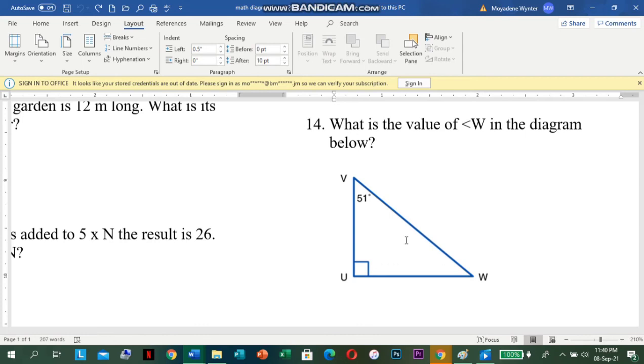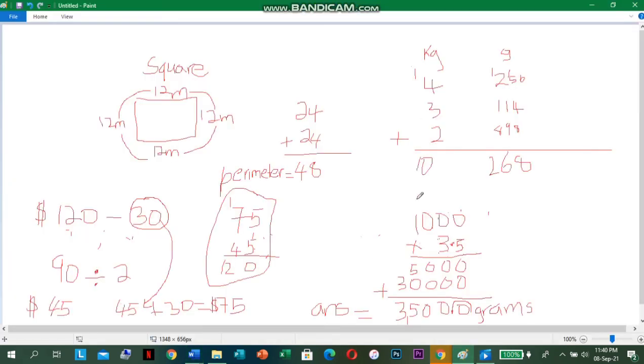Now, what is the value of angle W in the diagram below? We know that all interior angles measure 180. What I mean by all interior angles measure 180, let me go to this. So the diagram looks like this.